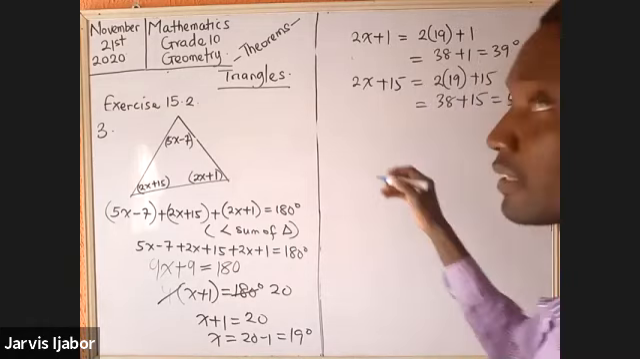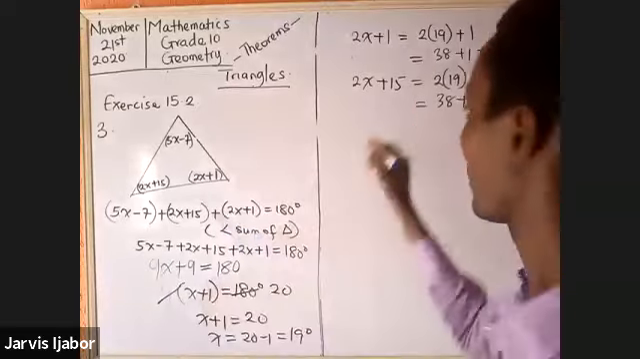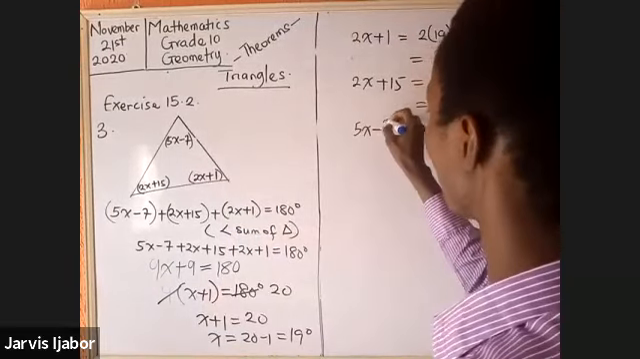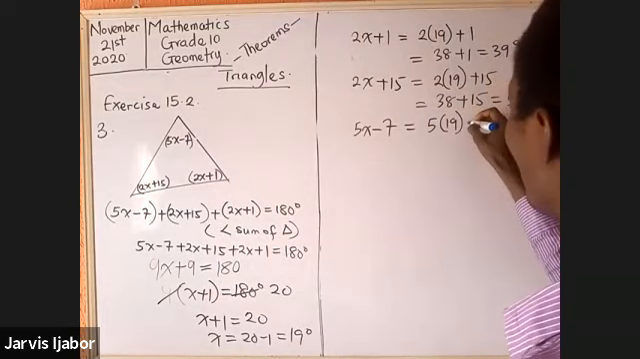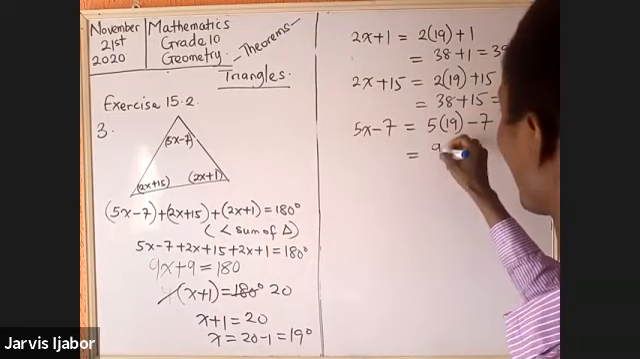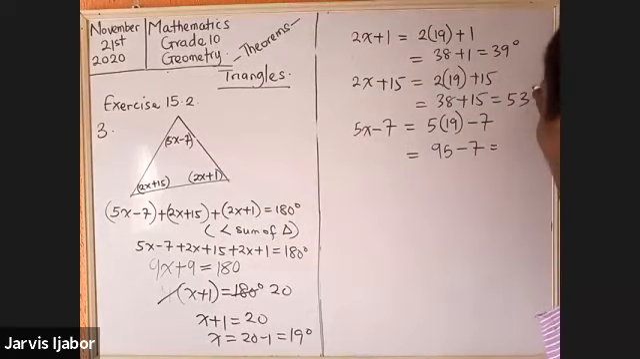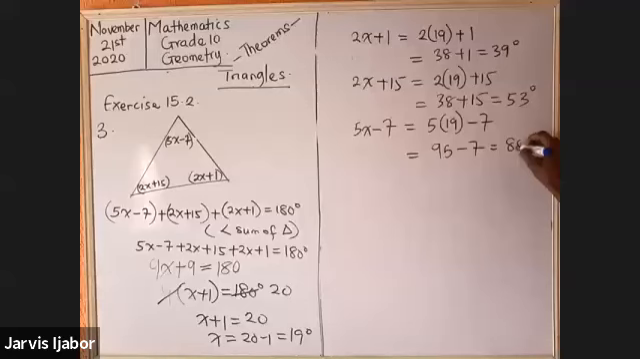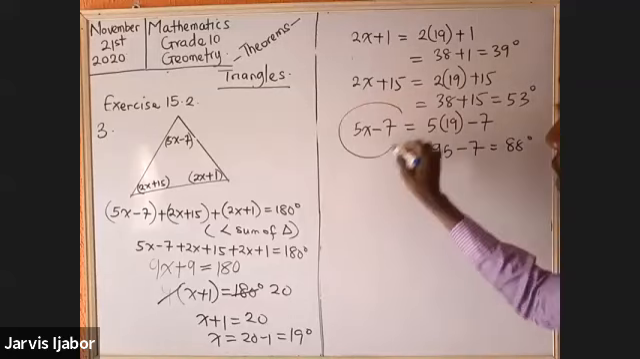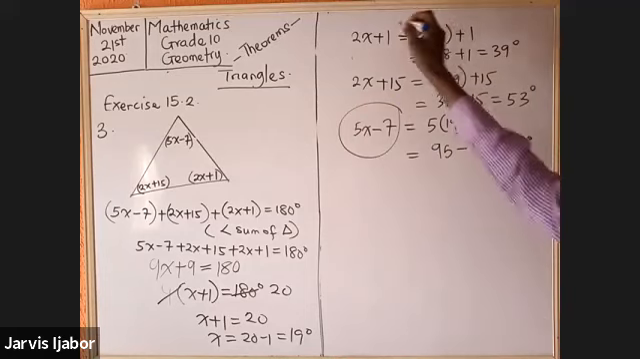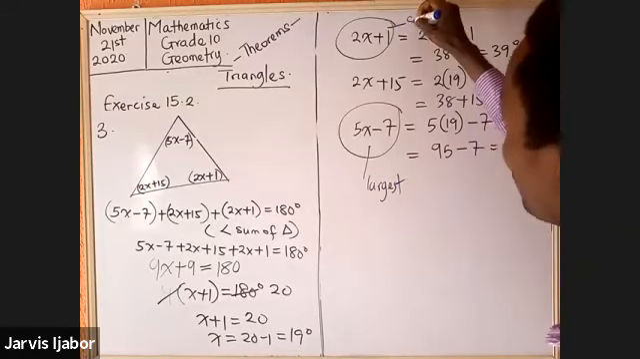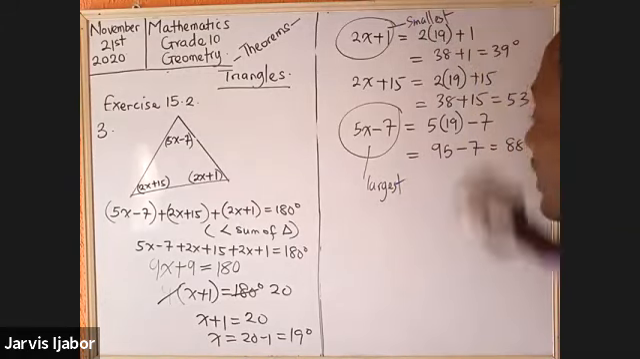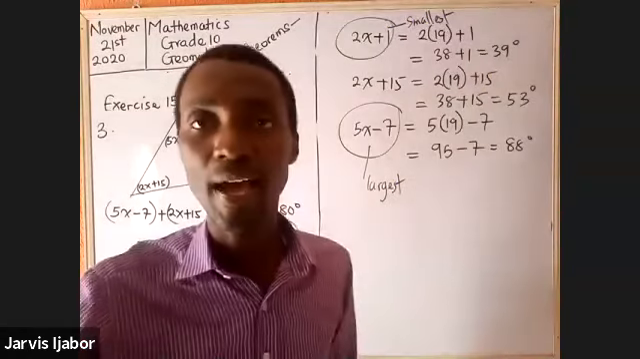I've seen that. Then the last one is 5x minus 7, which will be what? 5 times 19 minus 7. What does that give you? That will give you 95 minus 7. And that will give you 88 degrees. So you discover that this is the largest and this is the smallest. So largest, and this will be the smallest. Are we together?